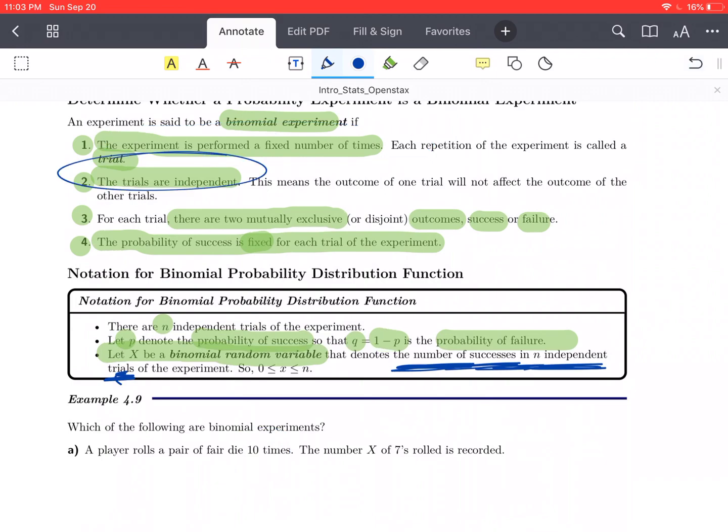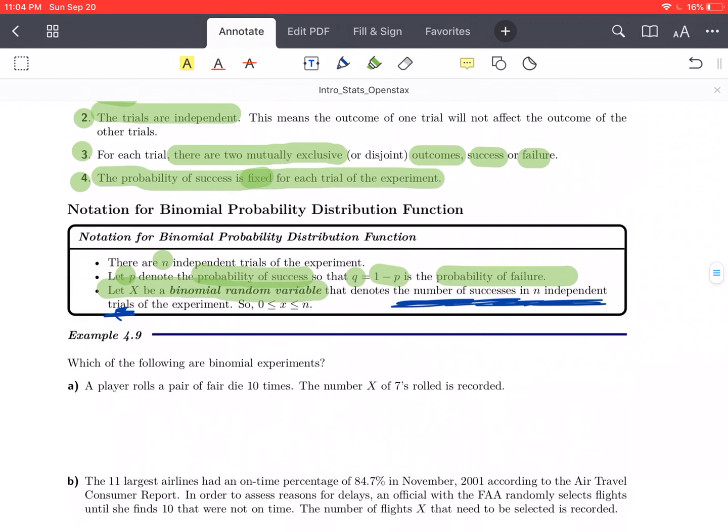Are the trials independent? Yes. The probability of rolling the dice and getting a 7 does not impact the other trials. There are two mutually exclusive outcomes, success or failure. This is where you have to shift your thinking a little bit, because you're thinking there's more than just two numbers that could happen, but we're looking specifically at the number of sevens being rolled. So in this case, success would be considered rolling a 7, and failure would be considered not rolling a 7. In that sense, we do have two mutually exclusive outcomes, and the probability of success is fixed, which is true because the probability on the dice is fixed.